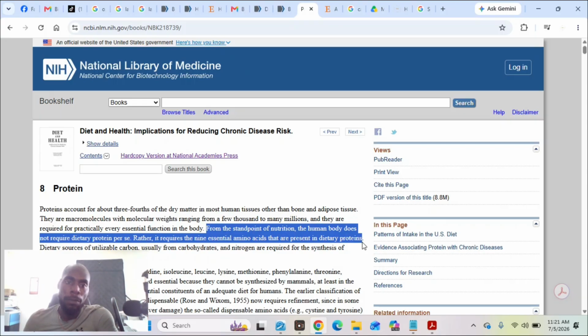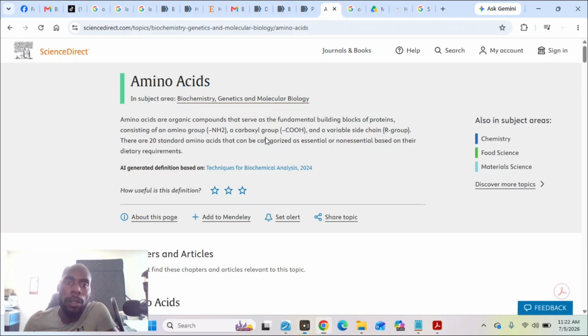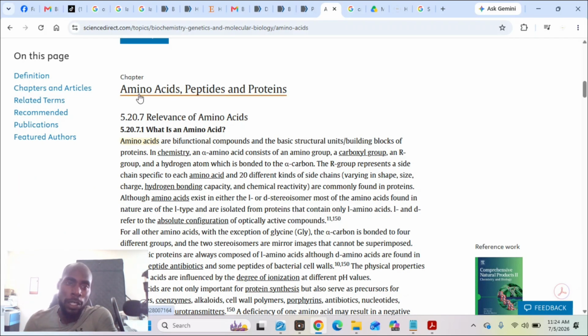This would include, in its whole, simple sugars, which is monosaccharides, lipids, which includes all your different classifications of fats, your fibers, and simple amino acids. Now we're going to be reading from Science Direct under amino acids, and then we're going to conclude under the section amino acids, peptides, and proteins.